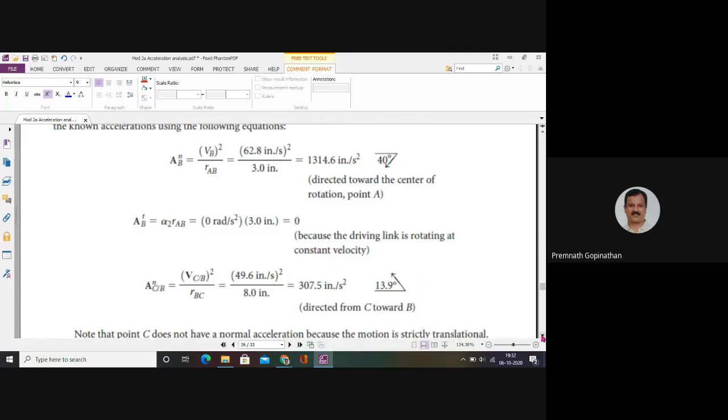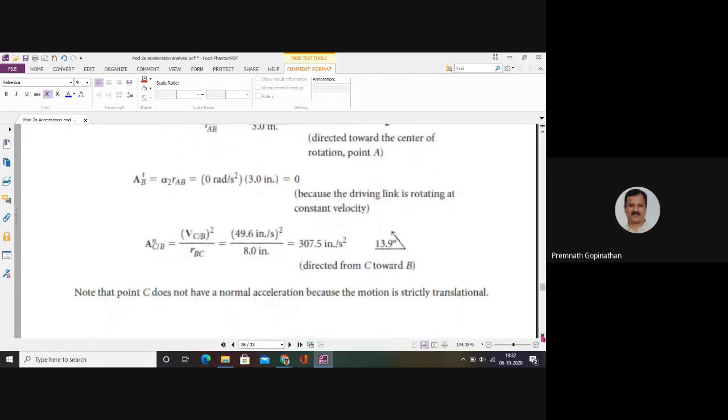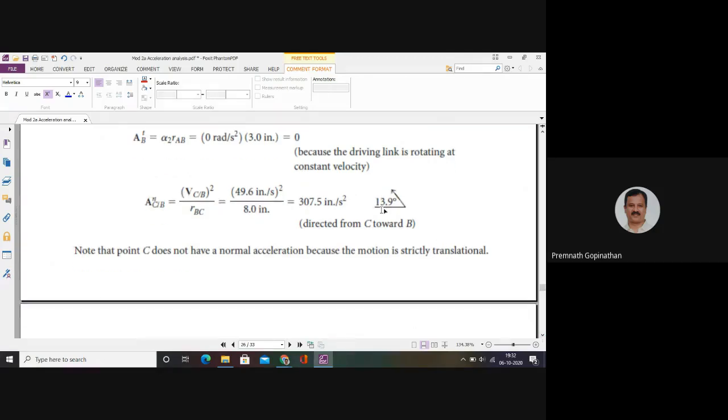Now the normal component for C with respect to B, you can identify from the velocity polygons. You will be getting this quantity, and BC is known to us. The RBC is known to us, so you can identify that quantity as well. Now that you obtained as 13.9 because that is acting along the link.